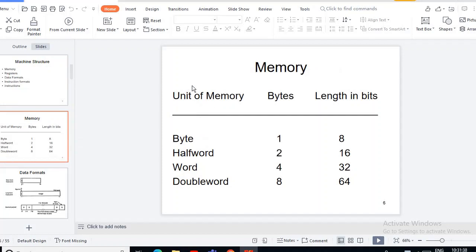Memory contains three things. One is unit of memory, second is bytes, and third one is length in bytes. You have to remember one thing, that is one word is equal to 4 bytes is equal to 32 bits. By using this one word, you can calculate the size of half word as well as the size of double word, right? So whenever DC 1F is there in front, that means you need 4 bytes of memory for that particular instruction execution.